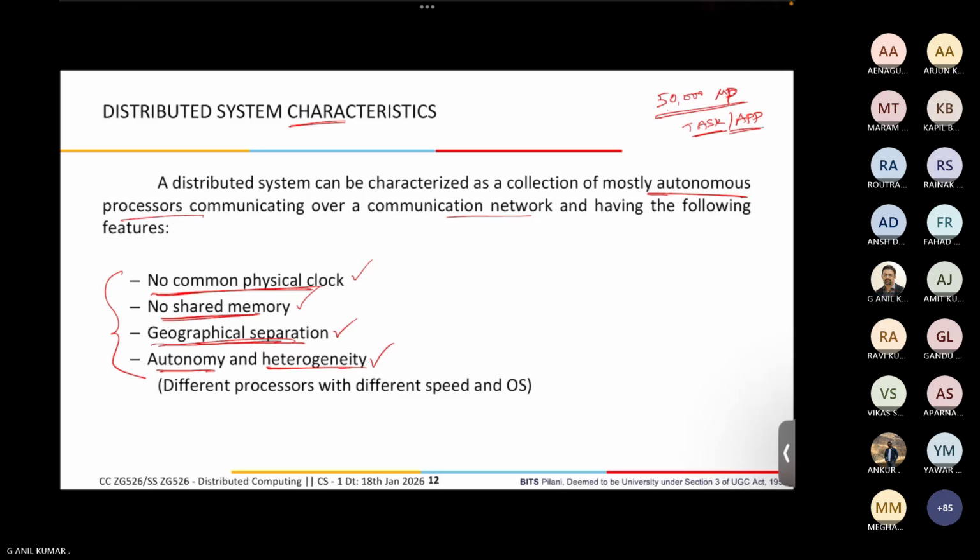Clear on this? Yeah, I just have one question on autonomy and heterogeneity. Let's say I am having two or three servers, and one of the servers is quite slow. Eventually we will be waiting for a response from all the servers and then showcasing the result. So if any one of the machines is slow, that will effectively lead to the slowness of the entire distributed system, right? Will autonomy and heterogeneity make the distributed system slower?